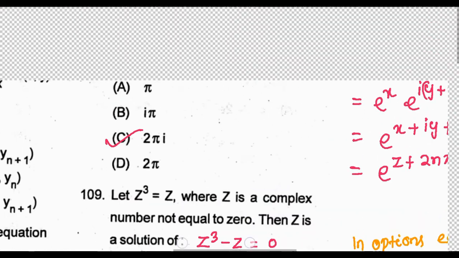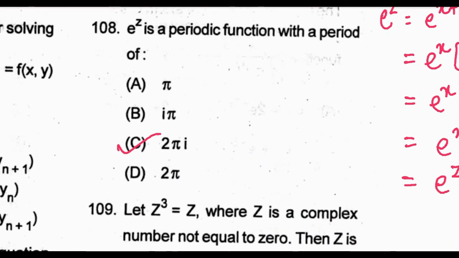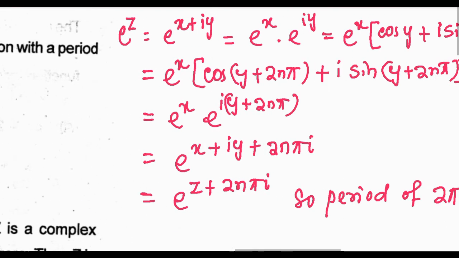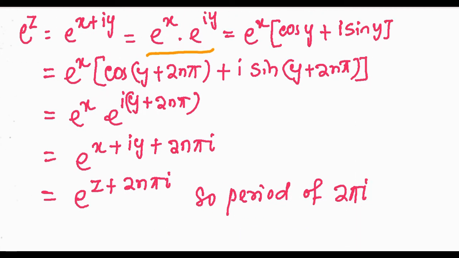And the next question is given: e to the power z is a periodic function with a period of dash. So e to the power z, where z is a complex number x plus i y, I can represent like e to the power x into e to the power i y. So I can write e to the power i y in a trigonometric form like this: e to the power x whole into cos y plus i sin y. So e to the power x into cos y can be represented as cos y plus 2n pi, because for both cos and sin functions the periodicity is 2n pi.